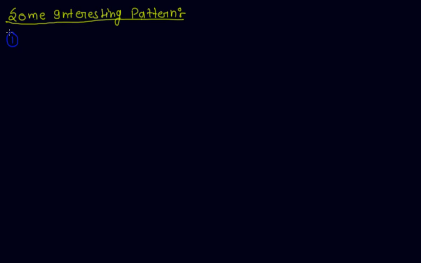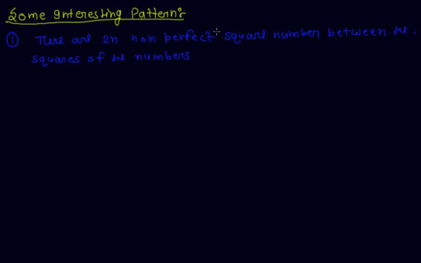Today I discuss some interesting patterns. The first pattern, or first property: there are 2n non-perfect square numbers between the squares of the numbers n and n plus 1. Let's take an example.